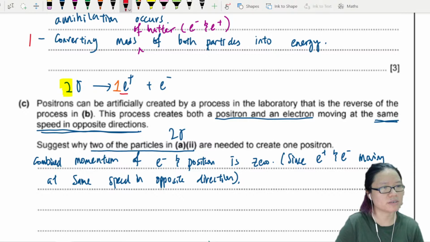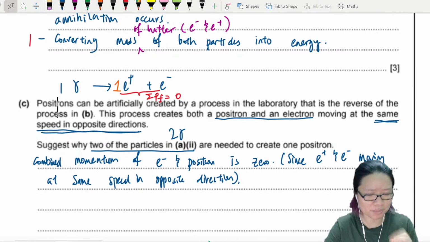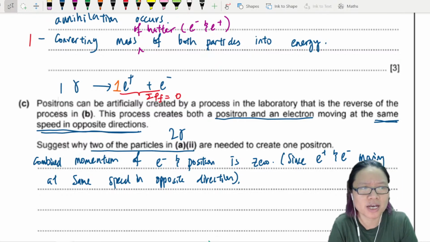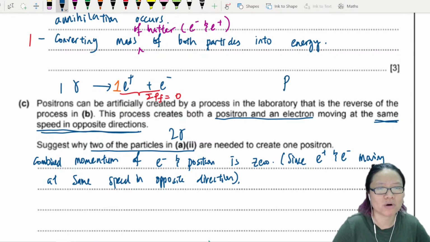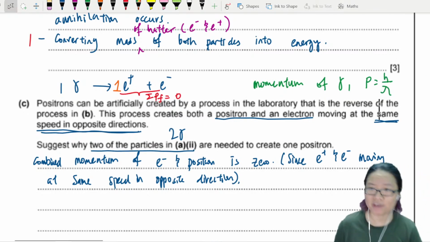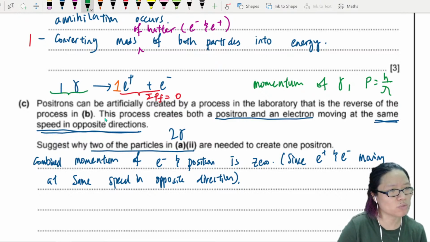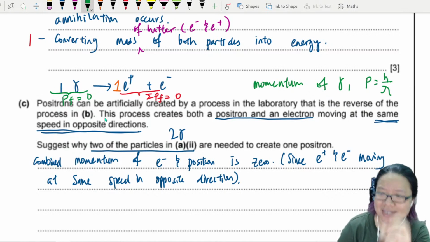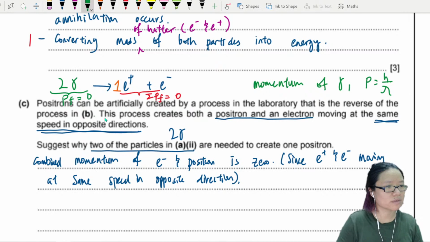So if the final momentum here is 0, if I only have 1 gamma, can 1 gamma have 0 momentum? Cannot, right? Because you can say, well, can gamma be stationary? Gamma always travels at the speed of light. It is never stationary. Okay, so think about the momentum of gamma. P is equal to h over lambda. So as long as gamma has a wavelength, which it must because it's an electromagnetic wave, it will always have momentum. So if I want the final momentum to be 0, I want P_F to be 0, one photon cannot cancel out with itself. So I must always have 2 gamma, then maybe they're traveling in opposite direction and they cancel out. So this is the second part.